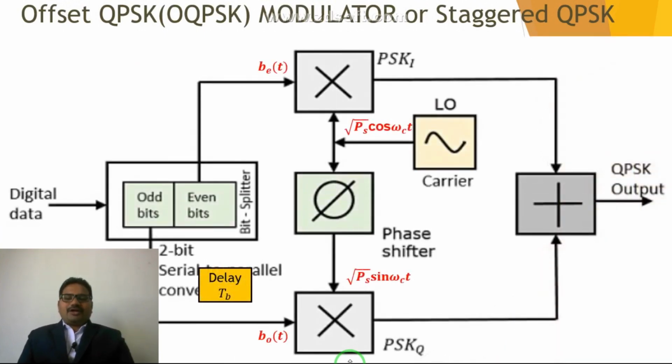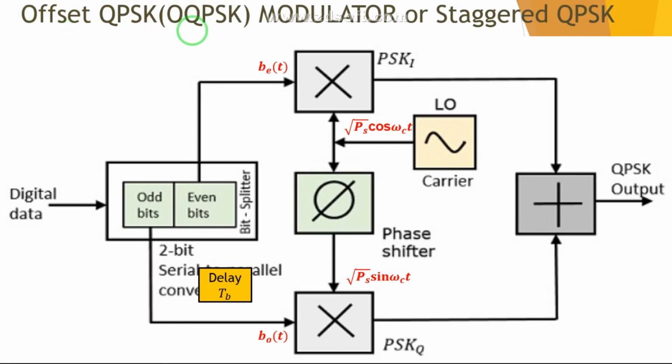Now moving towards the generation of QPSK. In generation of QPSK, it is of two types. First is OQPSK, that is also called offset QPSK, or also called staggered QPSK. I will tell why we call it offset QPSK. And the second type of generation that we would see is, definitely, non-offset QPSK. So let's start with offset QPSK.